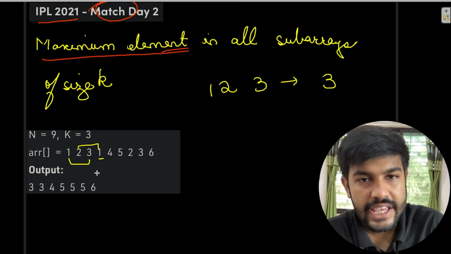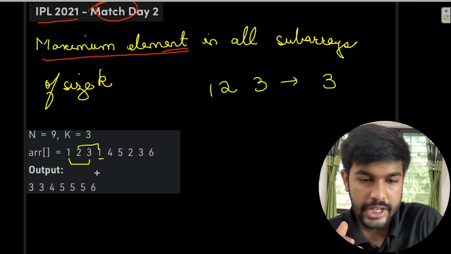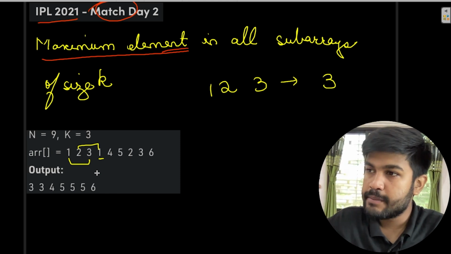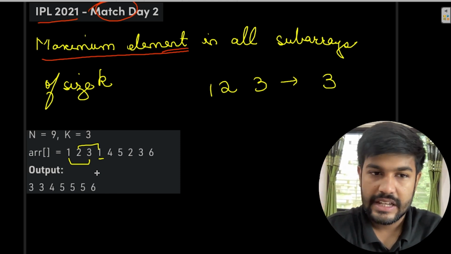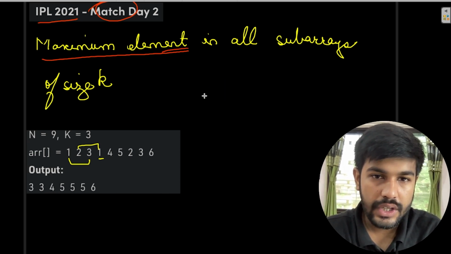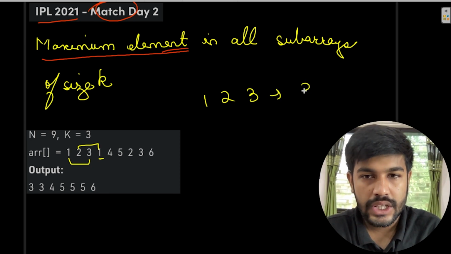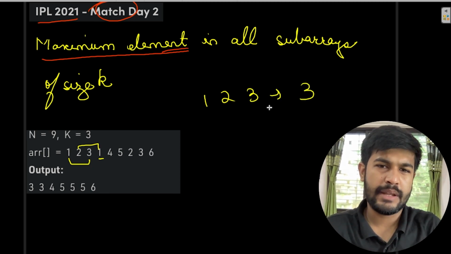What I am trying to say is, if the element that is going out does not interfere with the maximum element, then the maximum element just remains as it is. Like we saw that we have 1, 2, 3. Okay, we have 1, 2, 3. Then we are taking out an element, it won't interfere with the maximum element.